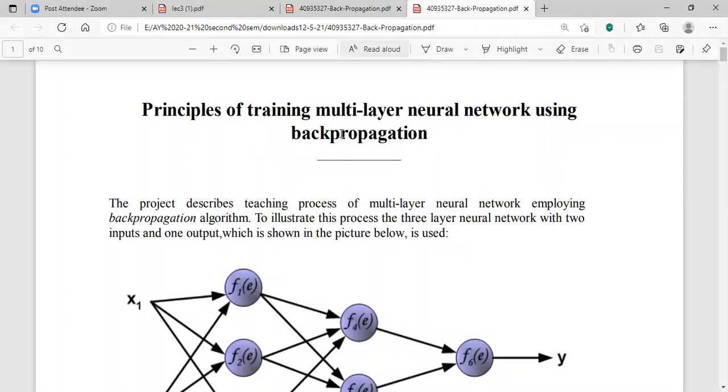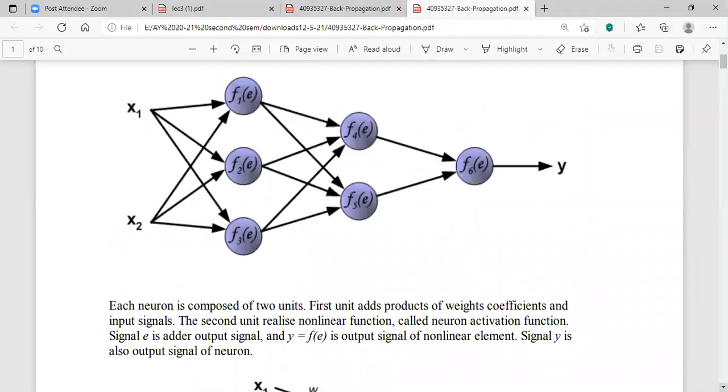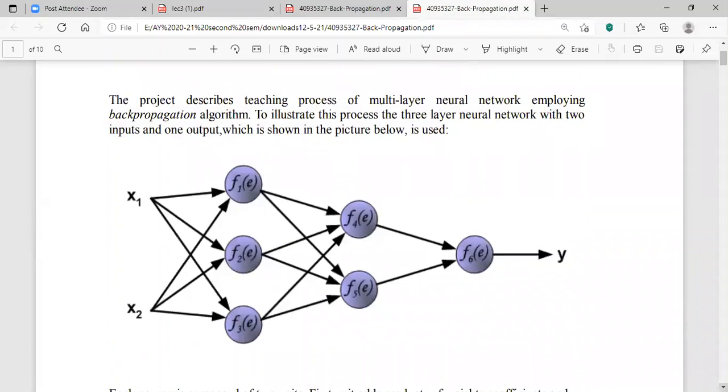How to train a multi-layer neural network using the backpropagation algorithm. So here we are considering a three-layer neural network.